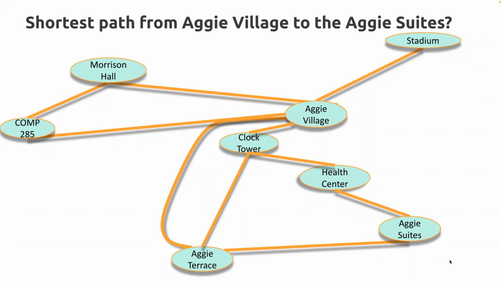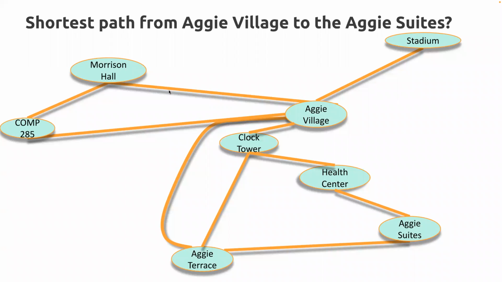How would you figure out the shortest path from Aggie Village to Aggie Suites? Is it the least number of nodes traveled, or distance? That's a great question. Let's say it's the first one. Do you have an algorithm to figure that out? Do you guys remember an algorithm? We've only covered two basic algorithms, depth first search and breadth first search. Which of those can you use to find the shortest distance based on the number of nodes that you travel?